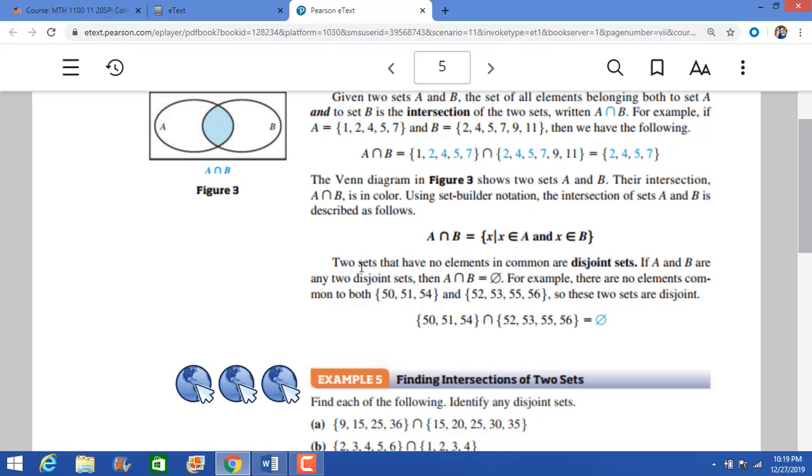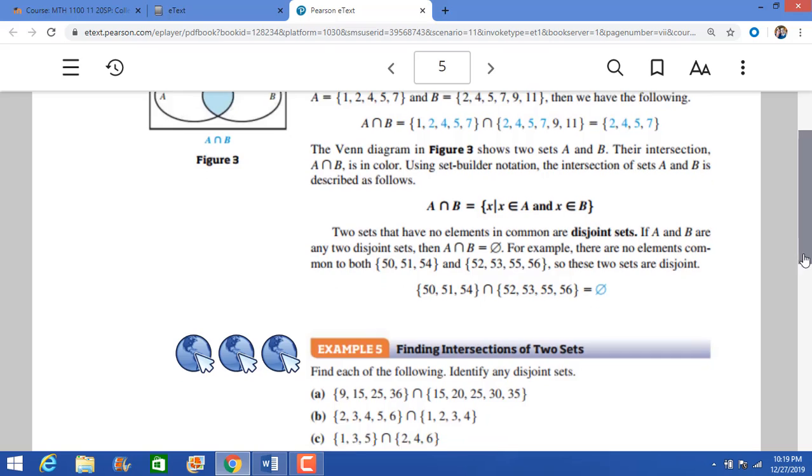For example, if we use the set 50, 51, and 54, and we use the other set 52, 53, 55, and 56, well, these have no elements in common. So the intersection of these two sets would be the null set.